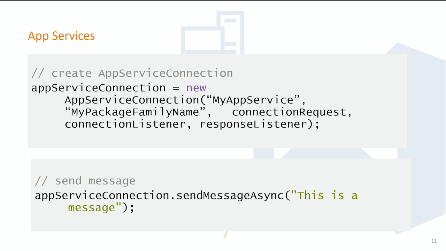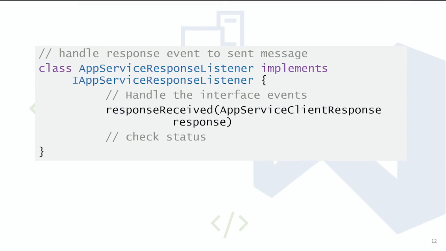Now let's take a look at app services. These are the set of APIs used for messaging. You start by creating the app service connection, passing in the app service name running on the target device, the package family name for the Windows device that you're targeting, the remote system that was discovered, and listeners for the connection and response events. Once that is established, now you can message using the Send Message Async method.